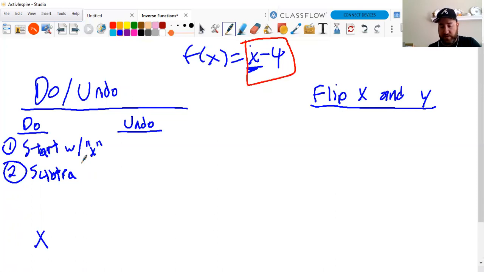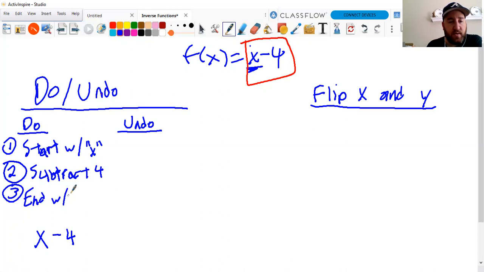Let me move this over a little bit. Subtract 4. That's the only thing I have to do. So then I'm going to end with, in quotations, though you don't necessarily have to, my function notation, f of x. f of x equals x minus 4.